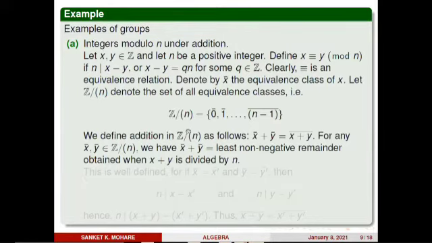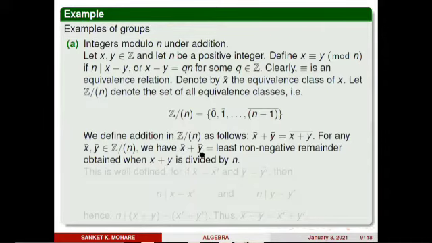We define addition in Z by n as follows. It is defined as x bar plus y bar equals bar of x plus y. So this is the addition defined over this set Zn. So for any conjugate x, conjugate y belonging to Zn, we have conjugate x plus conjugate y.